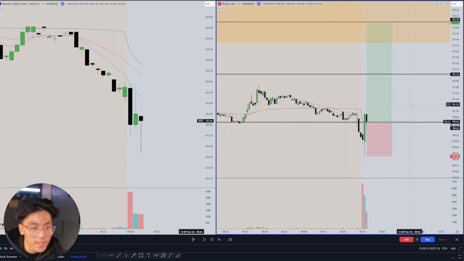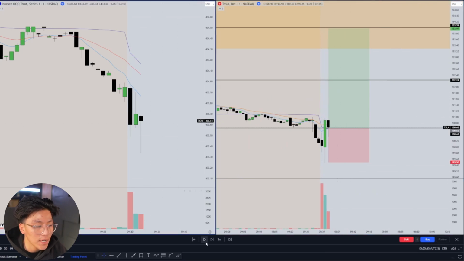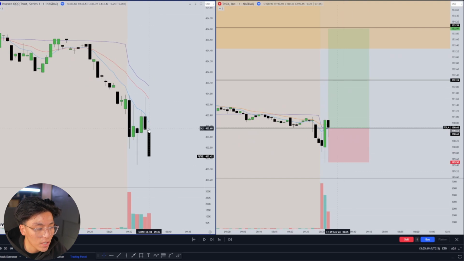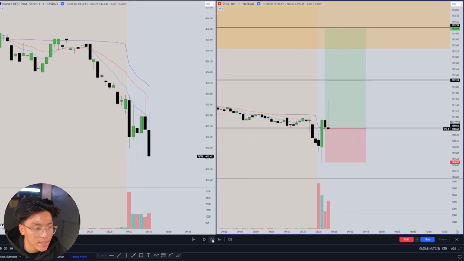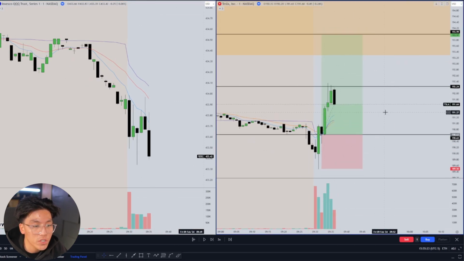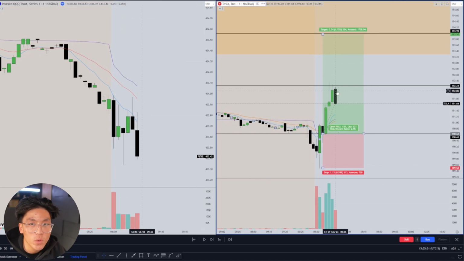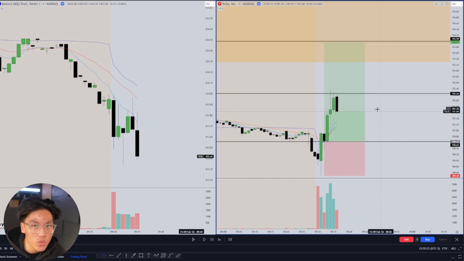So as we play the tape here, you can see if we look at the two charts, the QQQ essentially is consolidating for the first 5 minutes, and Tesla absolutely starts launching towards the upside. So you know this stock is already relatively strong on the day, right? Based off of the first 5 minutes, you can see that Tesla starts pushing towards the upside. It is relatively strong, right?